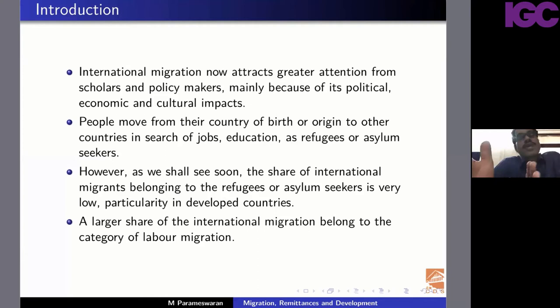However, when we look at the data, what we can see is that the share of refugees or asylum seekers is very low. We will see the numbers very soon. A larger share of the international migrants belongs to the category of labor migration. That is, people who migrate for getting better jobs or high-paid jobs.